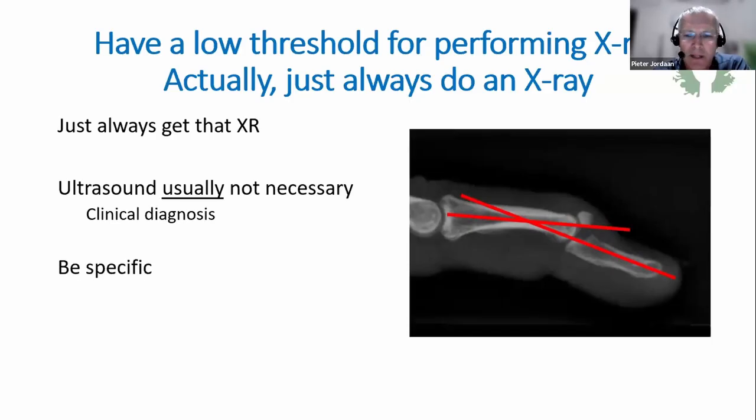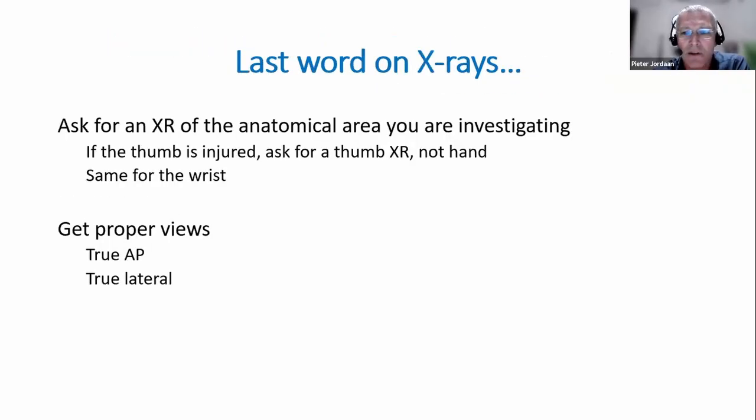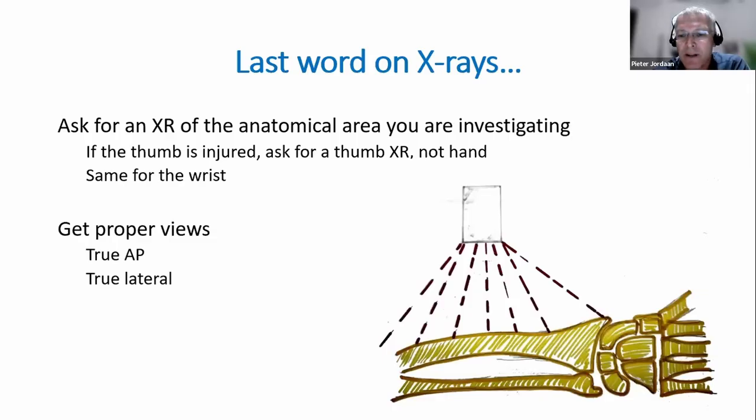And be specific. And the reason for that is my last word just on X-rays. Ask for the anatomical X-ray that you're investigating. If it's the thumb, ask for a thumb X-ray, not the hand. If it's a wrist injury, ask for a wrist X-ray, not a hand X-ray. And get true proper APs and laterals. And the reason for this is X-ray beams diverge. So in other words, if you get an X-ray of the forearm, by the time the beams get to the wrist, you're not really getting a good picture of the wrist and you'll miss injury. And the same with that mallet, if it's an index finger, ask can I get an X-ray of the index finger and focus on the DIP joint and please get a true lateral? And then you won't miss injuries like that.